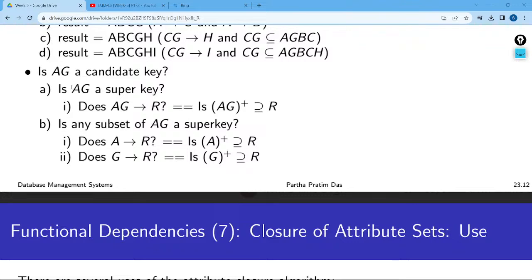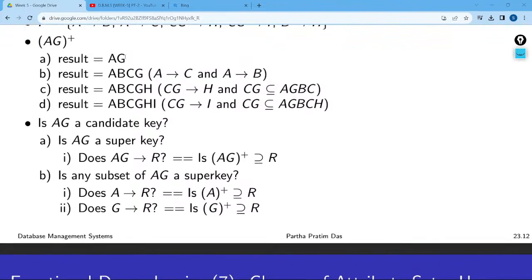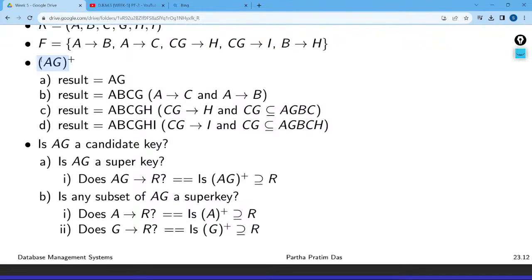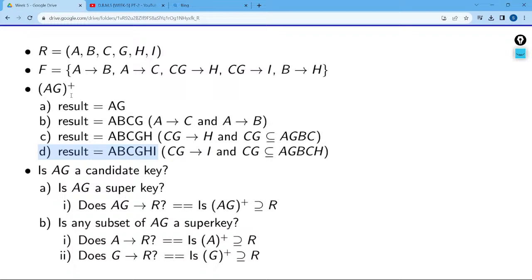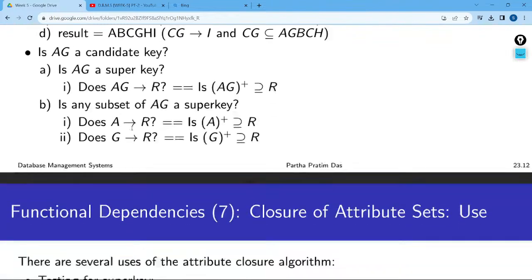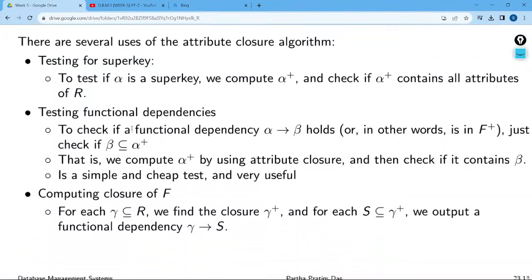So in the previous example, we can say that AG is a super key, since the closure of AG results in the exhaustive set of the relation. AG plus covers each and every attribute that exists in the relation R. Hence, AG is a super key.